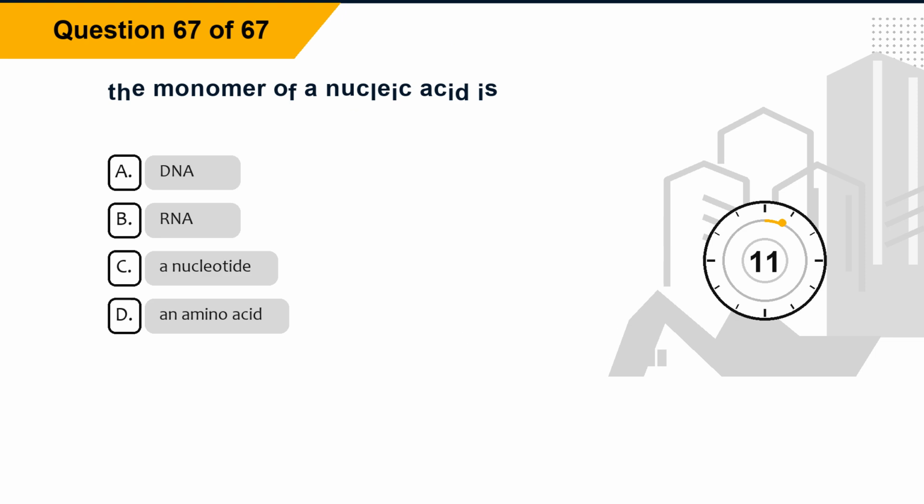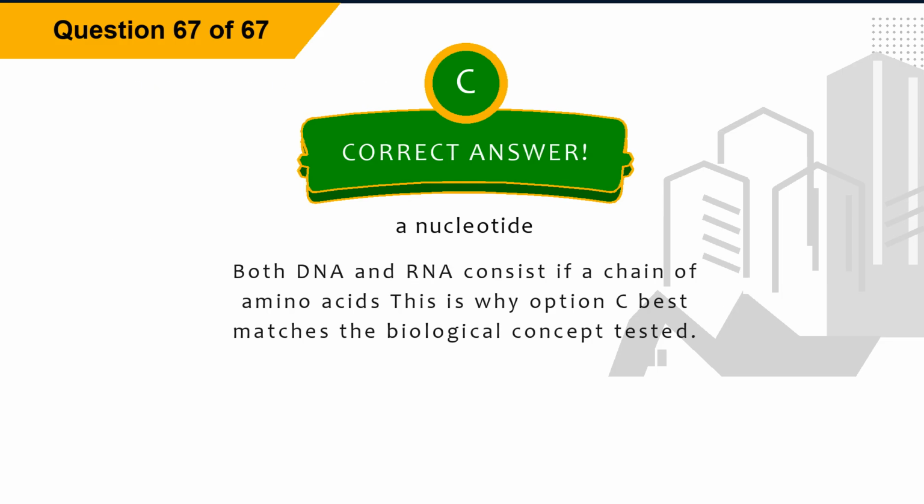Question 67. The monomer of a nucleic acid is option A, DNA, option B, RNA, option C, a nucleotide, option D, an amino acid. The correct answer is option C, a nucleotide. Explanation. Both DNA and RNA consist of a chain of nucleotides. This is why option C best matches the biological concept tested.